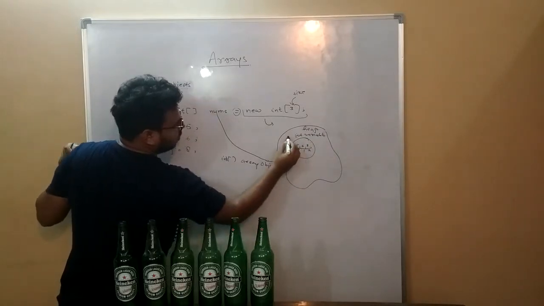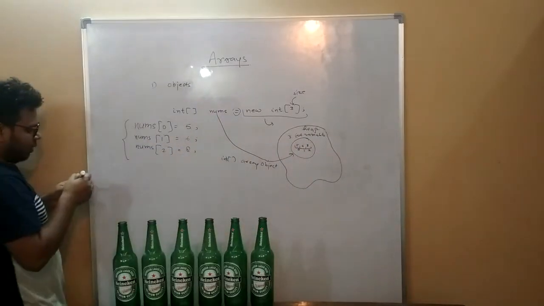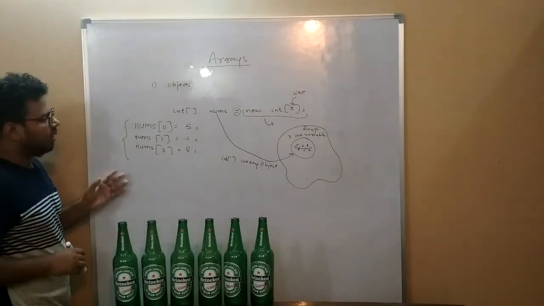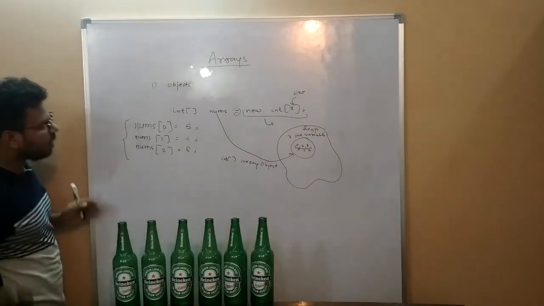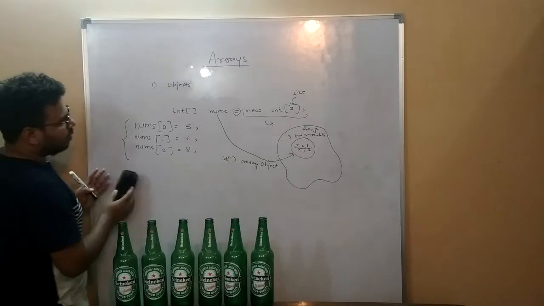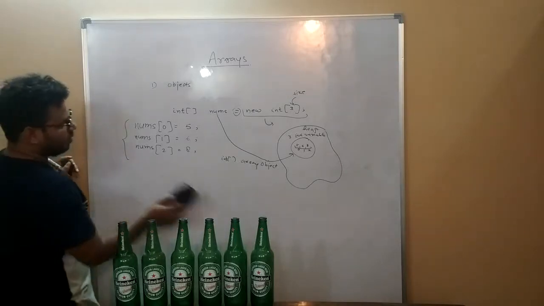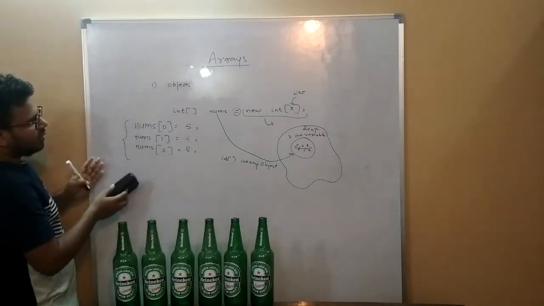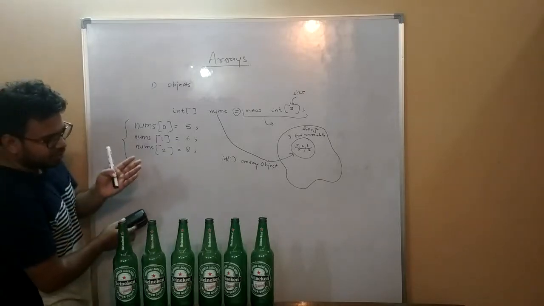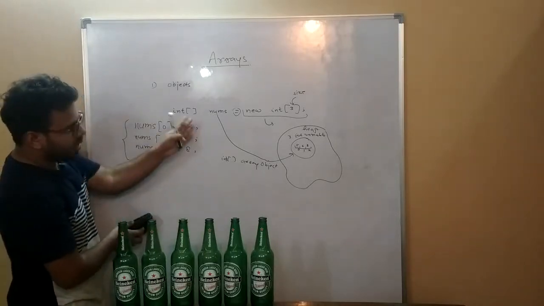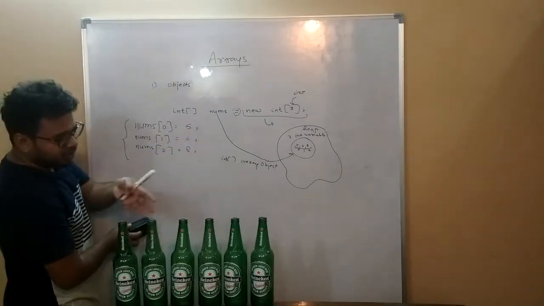Since size is 3, so it will hold 3 int variables. Okay, till now I think it is clear to you. Now let us write for our beer object. Now let us write and understand the concept of arrays in terms of our beers.